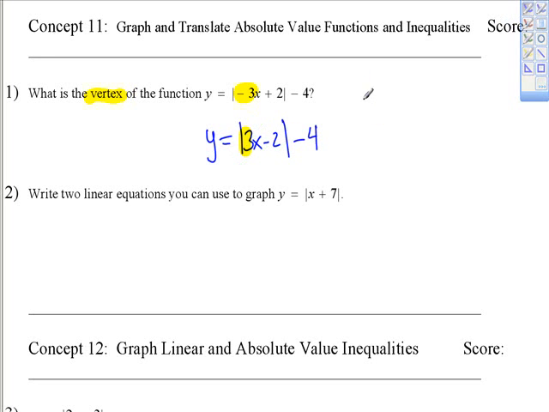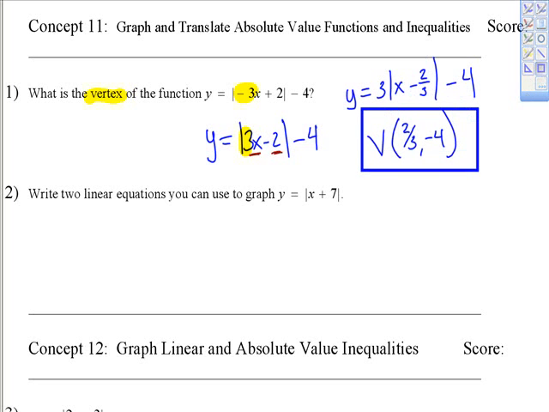So what I can do there is take out the 3, kind of like I'm factoring it out. And then I'd have x minus 2/3, and then minus the 4. Let's check and make sure I did that right. If I take 3 times x, do I get the 3x back? Yeah. If I take 3 times the 2/3, do I get the 2 back? Yeah. So that factors out correctly. And now I can say what the vertex is. The vertex is going to be at positive 2/3 and negative 4.